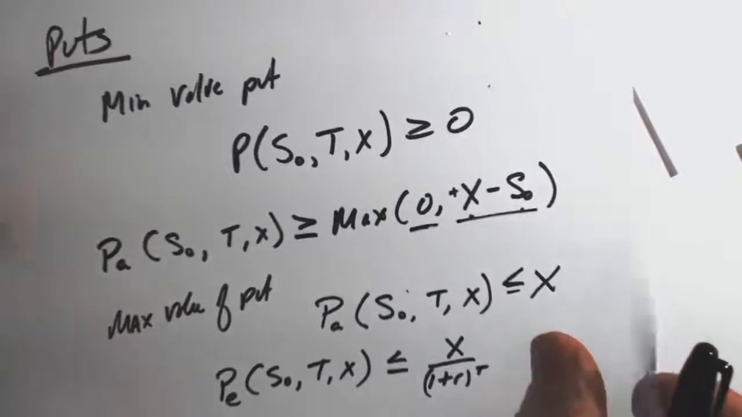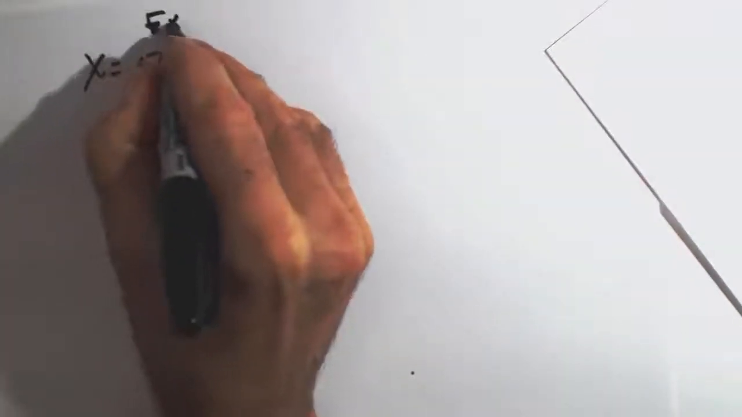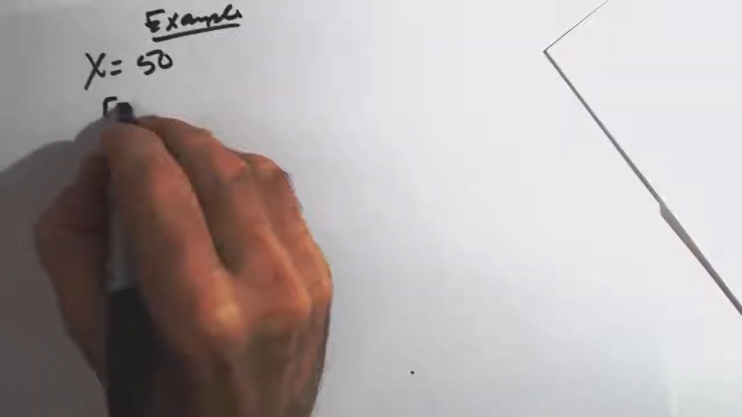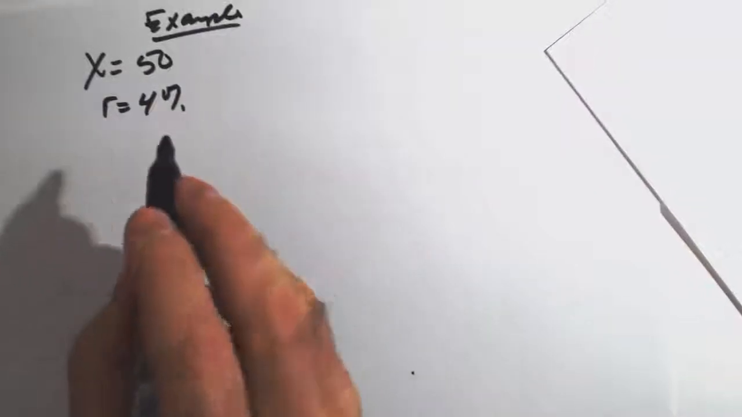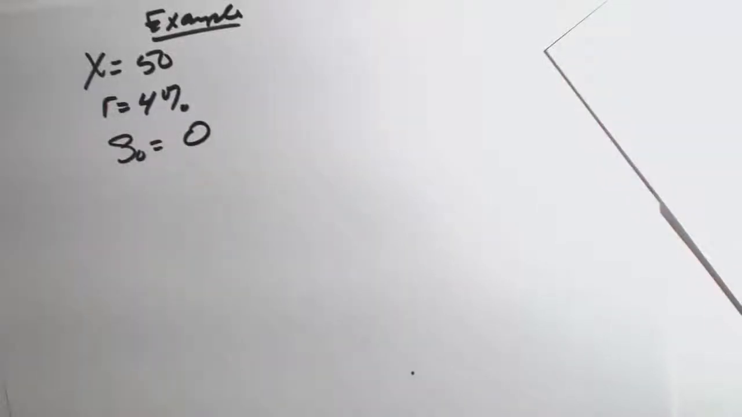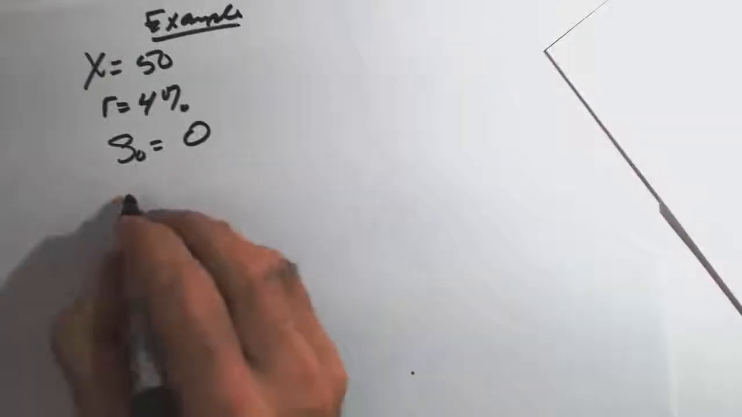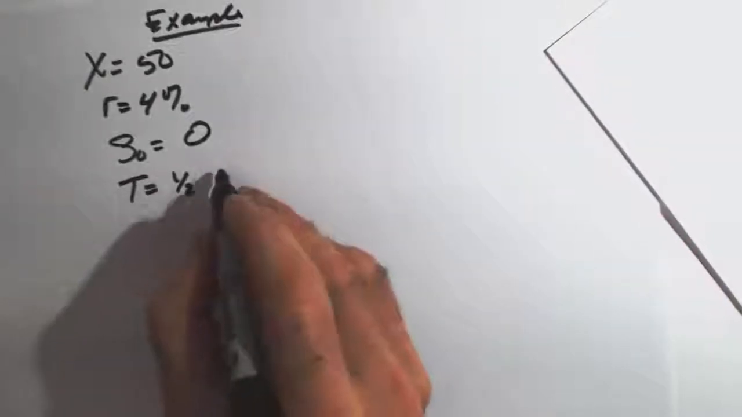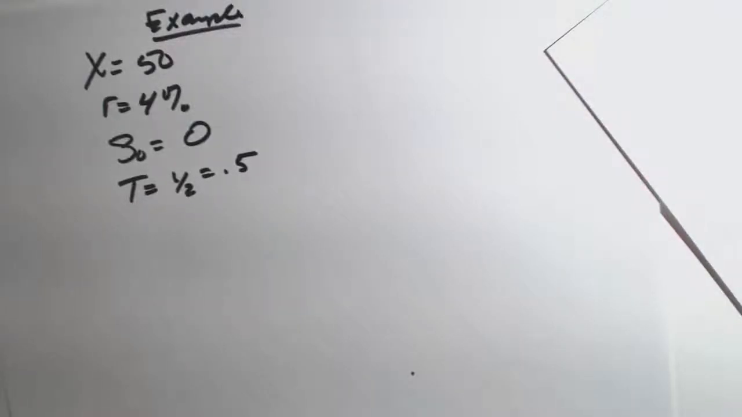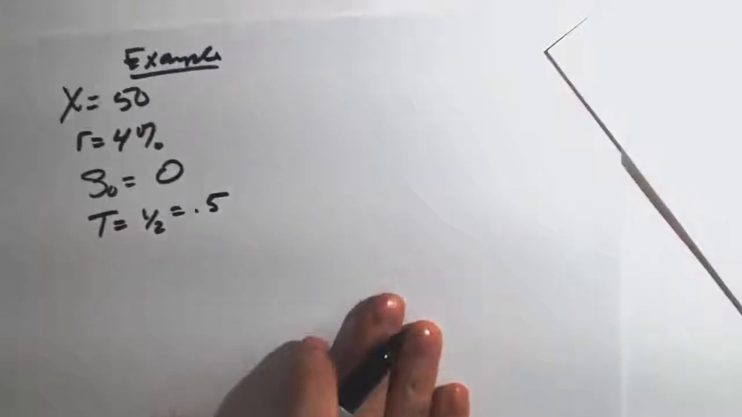Now let's do a couple of brief examples. Suppose you have an American put and a European put, each with a strike of 50. We're doing an example that's in the notes. The interest rate is 4%. The company just went bankrupt, so S equals 0. The maturity of the option is 6 months, T equals 1/2, that's 0.5. Compute the upper bounds on each put.